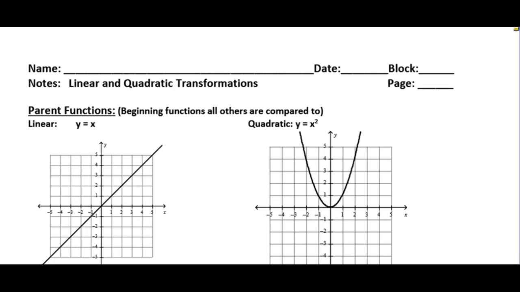Whenever we're looking at a transformation, we are comparing the line or curve to the parent function. For linear, our parent function is y = x. It has a slope of 1 and it starts at the origin. That would be our parent function. For the quadratic, our parent function is y = x squared, which has a vertex at the origin. It's the most basic quadratic, just being x squared.